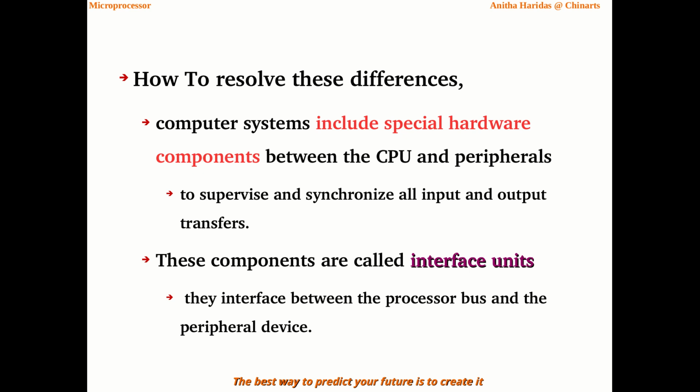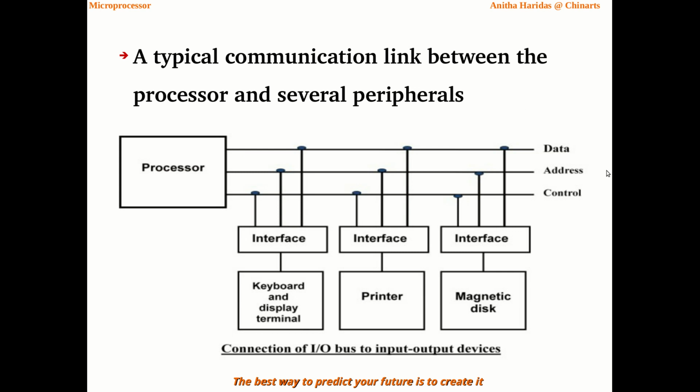Why does it need an interface? Because it has different differences, and for these differences I need a special hardware component to be kept between the CPU and the peripheral for supervising and synchronizing the data transfer. So this special component is the one which you call the interface unit, right? This is one diagrammatic representation of why we need a communication link. You need a processor, and the processor will be communicating to the keyboard or the display, or it may be communicating to a printer, or it may be communicating to a magnetic disk.